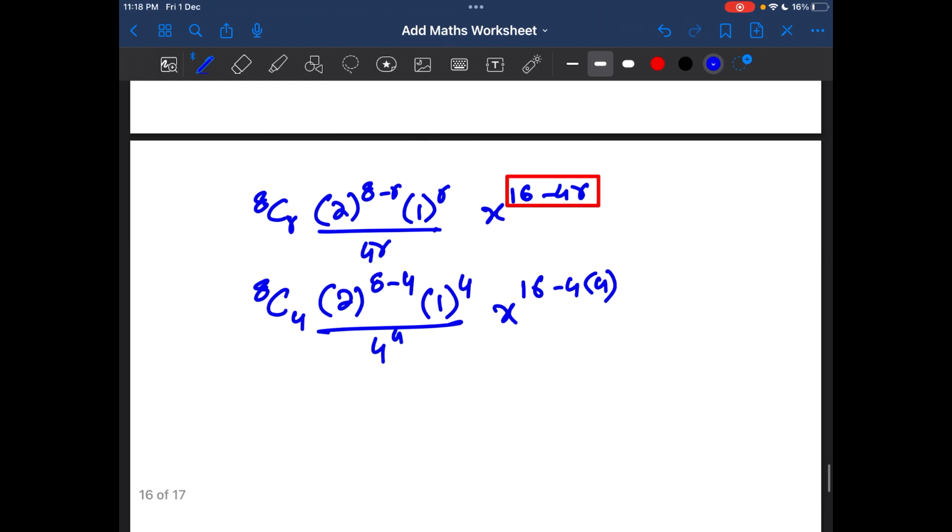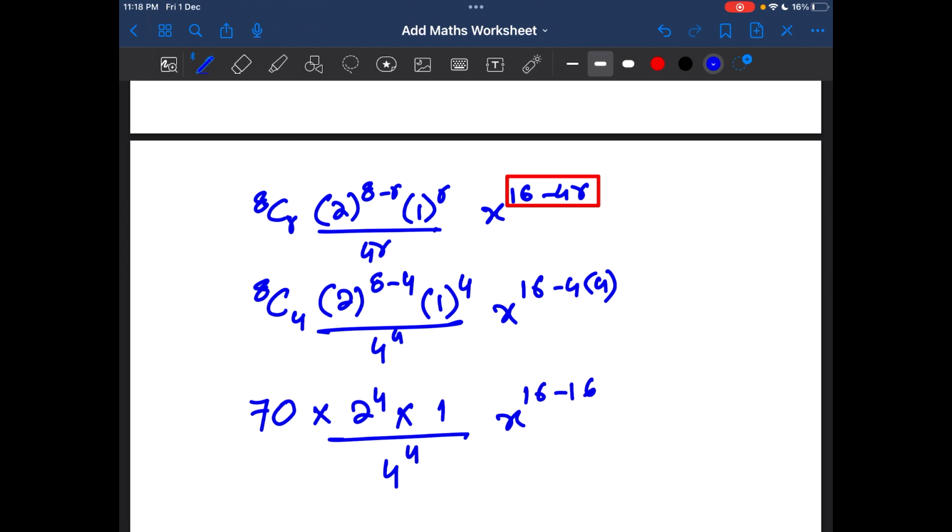So what is 8C4? You can use the calculator as well, but if calculator is not allowed, you have to do the working. It becomes 8C4 is 70. 2 power 4, it is going to be 2 power 4. 1 power anything is 1. 4 power 4.